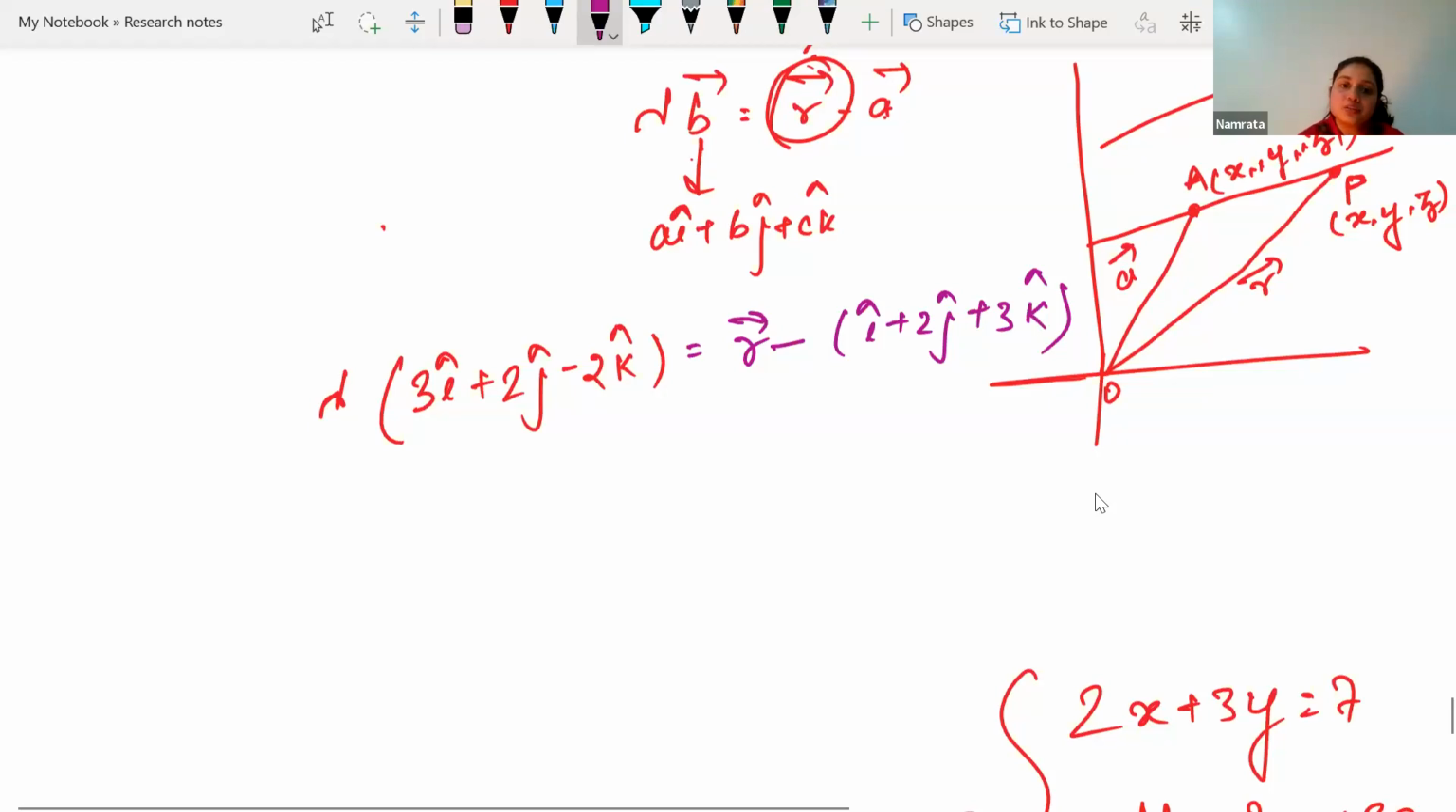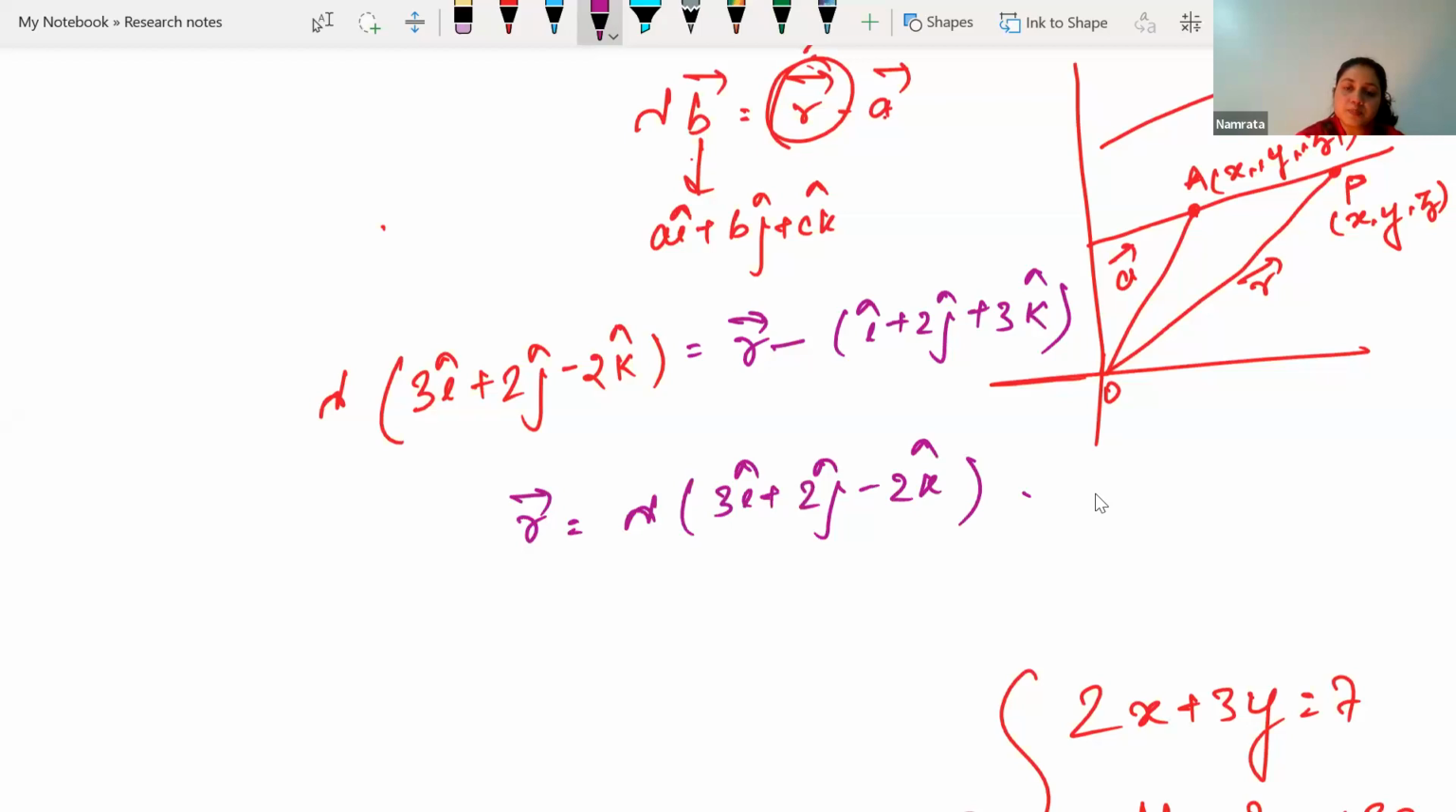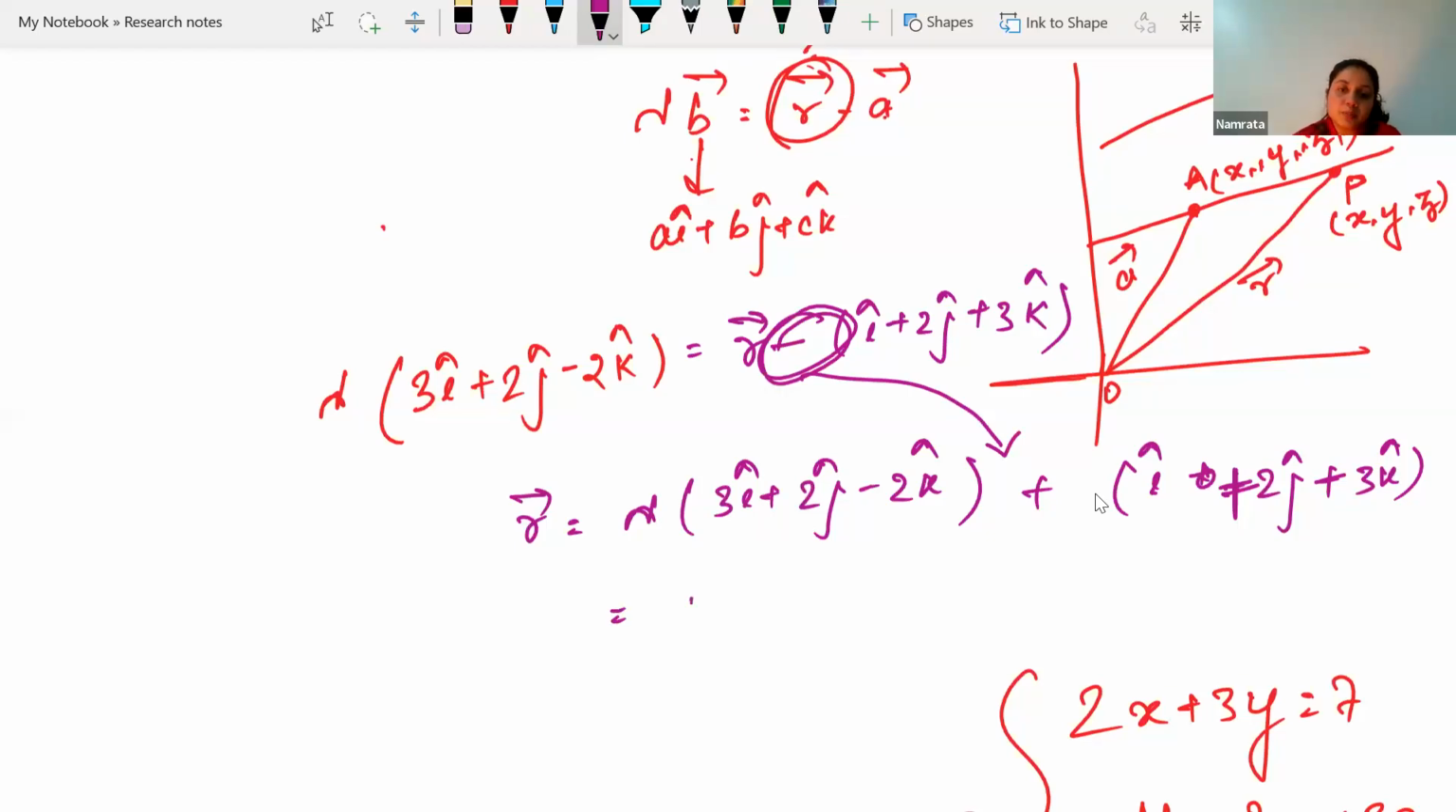Let's solve it. So we will have r is equal to lambda times 3i plus 2j minus 2k plus i minus 2j. Okay, this total we are substituting over, just shifting over there. So no need to change the sign, plus 2j plus 3k. Directly we have changed the sign of this one. This negative became positive over here. That's it.